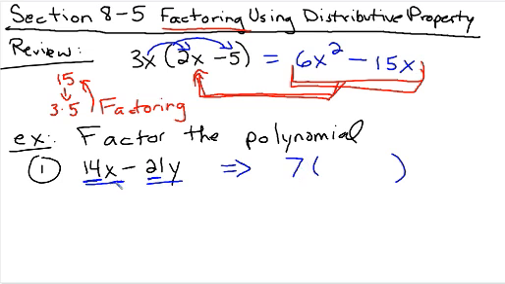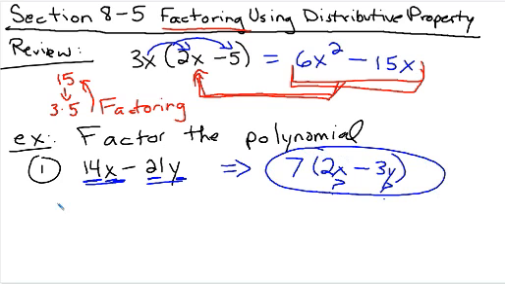There are no common variables in both, so I cannot pull out a variable. Now what you think is 7 times what will make 14x? Well, that's 2x. Minus 7 times what will make 21y? That's 3y. And guess what? We have factored that polynomial. Let's do another one. All we're doing is factoring.